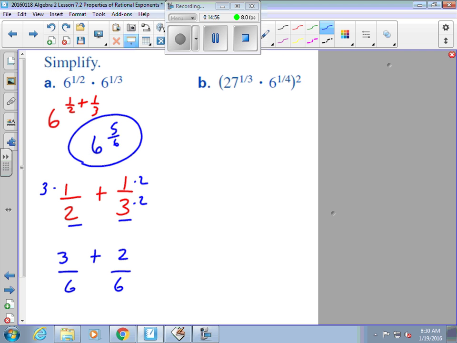Try this one. 27 to the 1/3 times 6 to the 1/4, squared. Again, look back at the example. It matches just like number 2 does on the example.